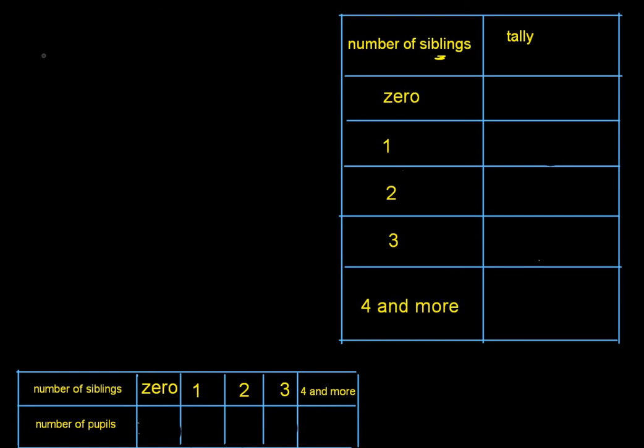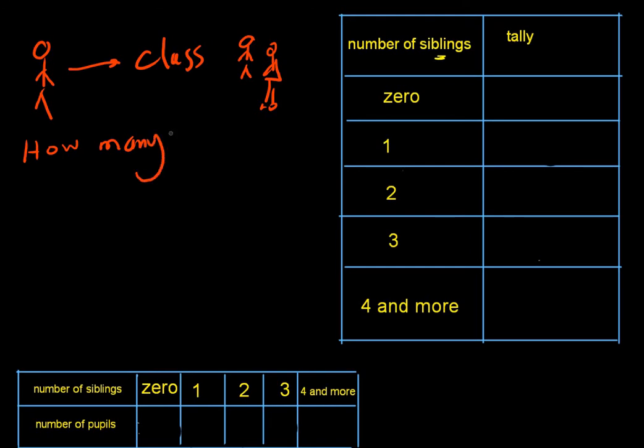I will go to the class. Okay, you can do that by yourself. I will go to the class and ask my students: How many brothers and sisters do you have? How many siblings? This is the way to collect the data. I ask people, I ask my father, I ask my classmates, how many siblings do you have?